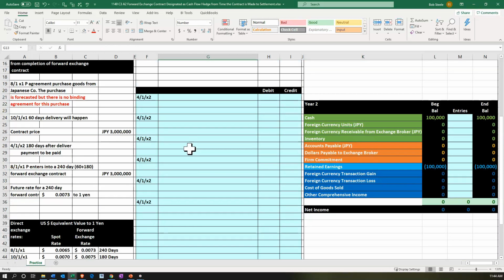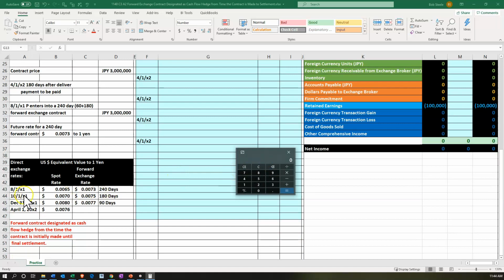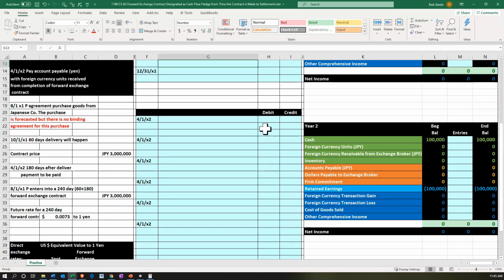So let's pull out the trusty calculator and do some calculation with it. The trusty calculator is up and hovering in another screen, so I'm going to pull that down. And we're going to be using the forward rate. So it's 8-1, we're using the forward rate. Remember, we're projecting out into the future to when this is going to end, 240 days later, which is also going to match the end of this transaction on April 1st, 2000x2. So we're going to be using the predictive rate, 3 million times the 0.0073, and that's going to be the 21,900.